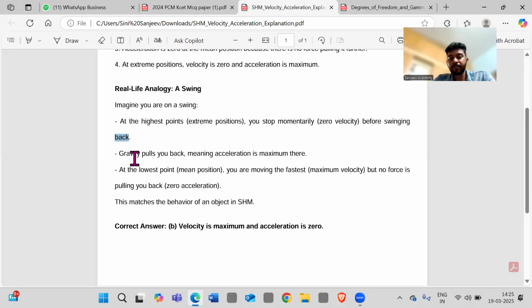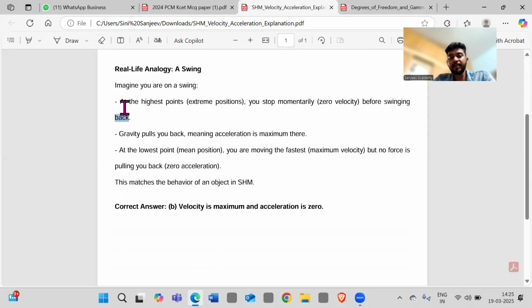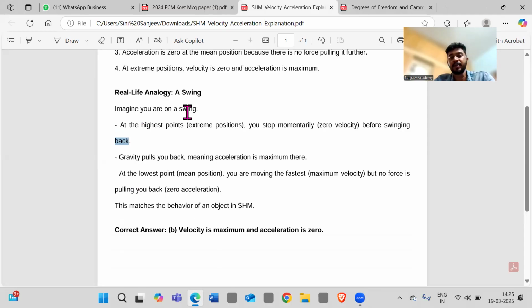Again, suppose we are in a swing. I think everyone knows what a swing is, right? At the extreme positions, at the top left or top right, what is the velocity? 0. Then gravity pulls you back, meaning at extreme position our acceleration will be maximum. For this year's paper, they might ask what is the acceleration at the extreme position instead of mean. So we have to analyze the total questions. That's how we have to do it. Are you getting it or not?